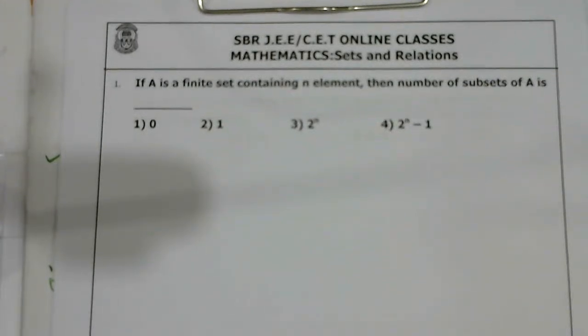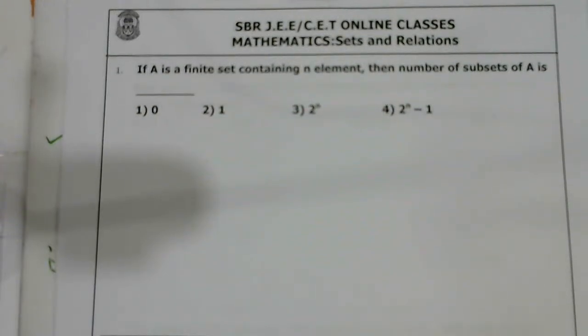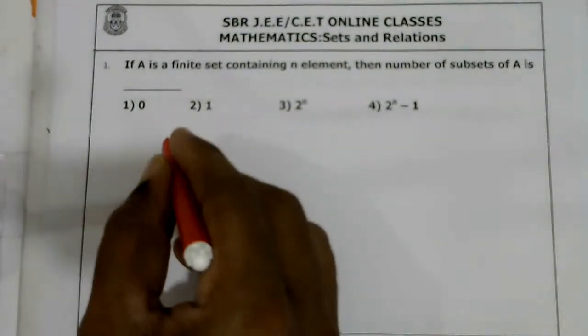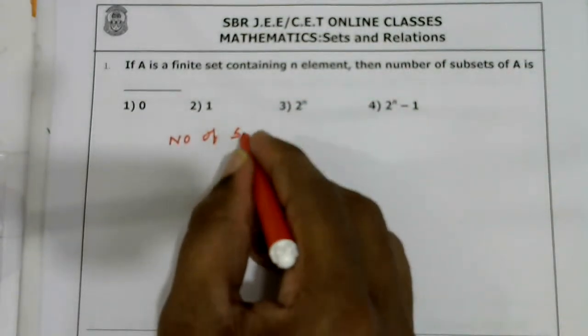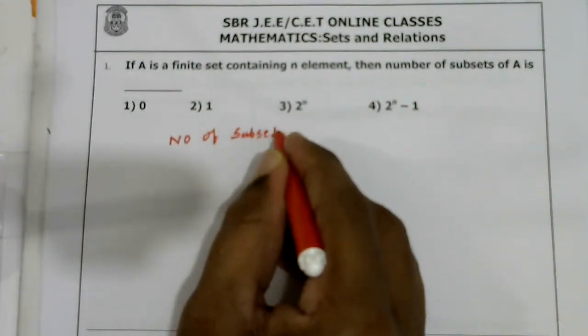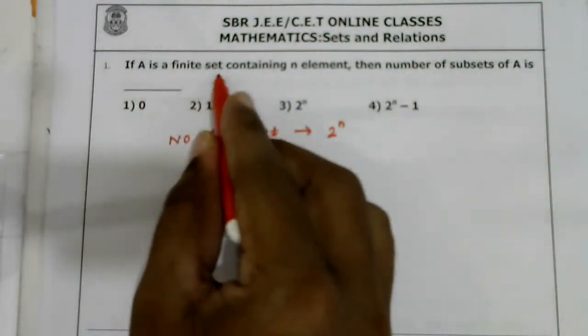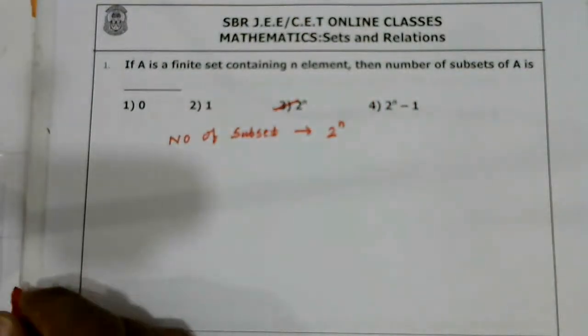I think everyone can solve the first example. If capital A is a finite set containing n elements, then what is the total number of subsets of capital A? The total number of subsets is given by 2 raised to n. If A is a finite set containing n elements, the number of subsets is 2 raised to n.